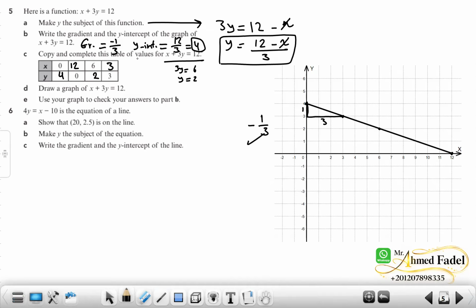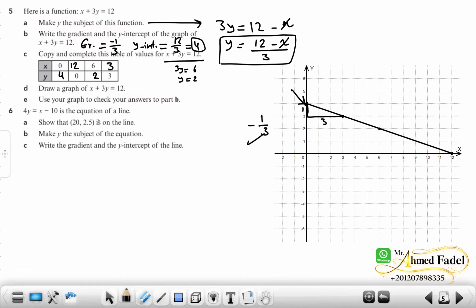I'm checking my answer right now. Y-intercept is 4. Oh, it crossed the y-axis at 4. Yes, this is correct. Y-intercept is at 4. Good. So now I drew the graph and I used my graph to check my answers to part B. But question 6.